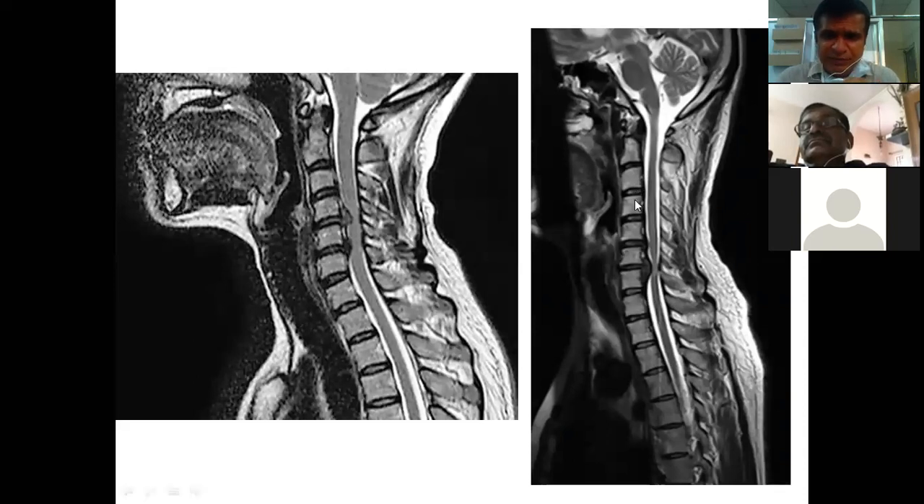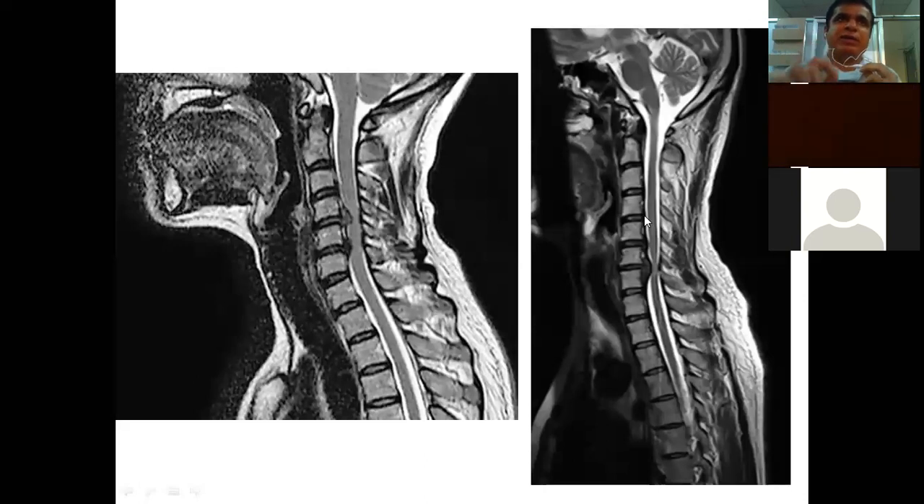This is the vertebral body. This is the disc. Can you see a dark blackish line running up and down? This line is the posterior longitudinal ligament. This posterior longitudinal ligament runs from the cervical spine to the lumbar spine. Anterior to the posterior longitudinal ligament is the spinal cord.